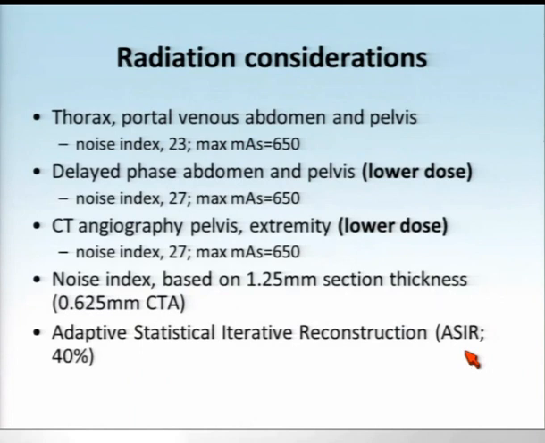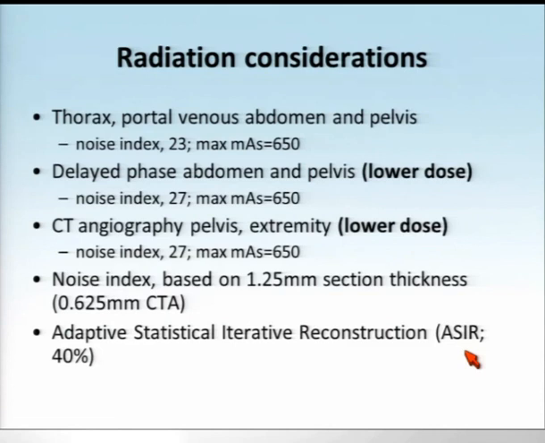As far as our radiation settings, for our conventional chest CTs, as well as our portal venous phase abdomen pelvis, if you're familiar with the noise index of GE, we're using a 23. We also lower the maximum mAs that these machines can output to 650. For our delayed phase of the abdomen pelvis, very importantly, we can lower the dose fairly significantly. In GE parlance, increase the noise index to 27. That translates to a dose reduction of about 20 to 30%.